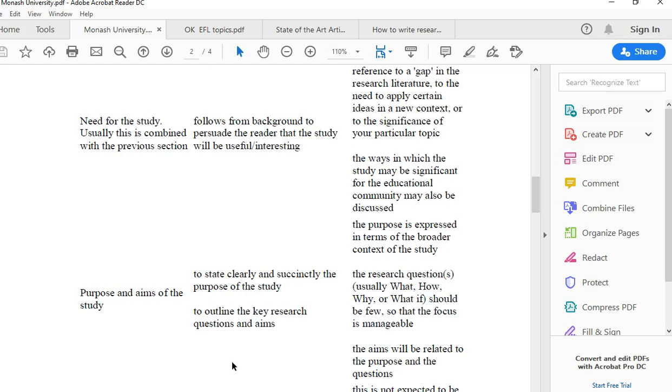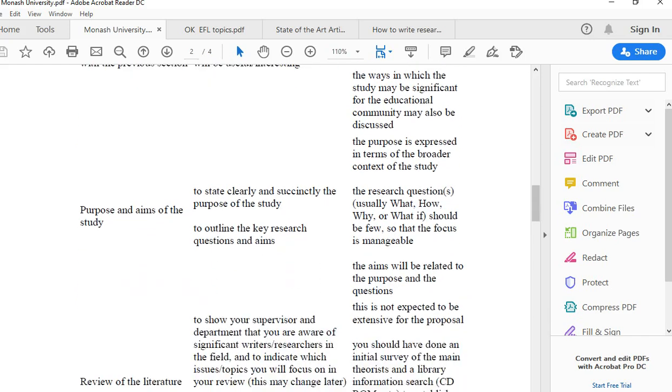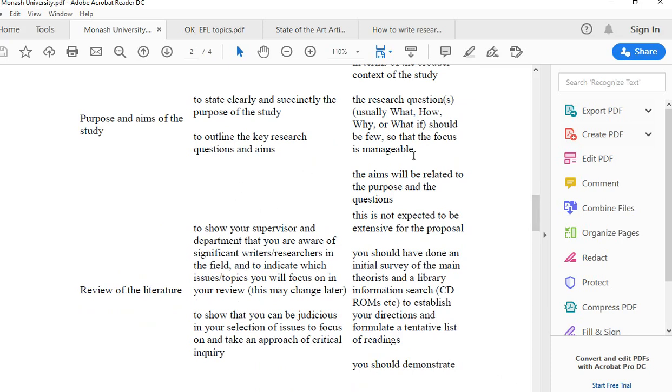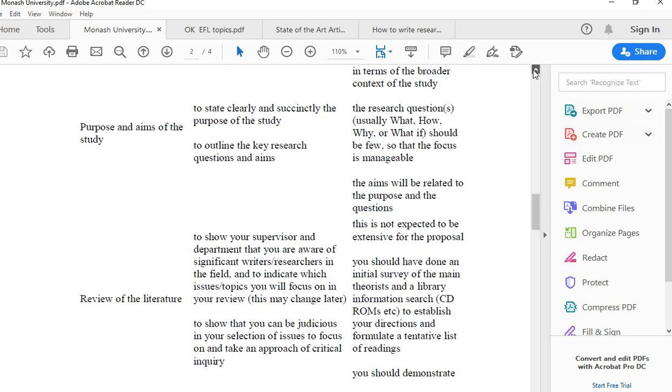So to outline the key research questions and aims should be presented in the purpose of the study. The research questions, usually what, how, why, what if, should be few so that the focus is manageable.